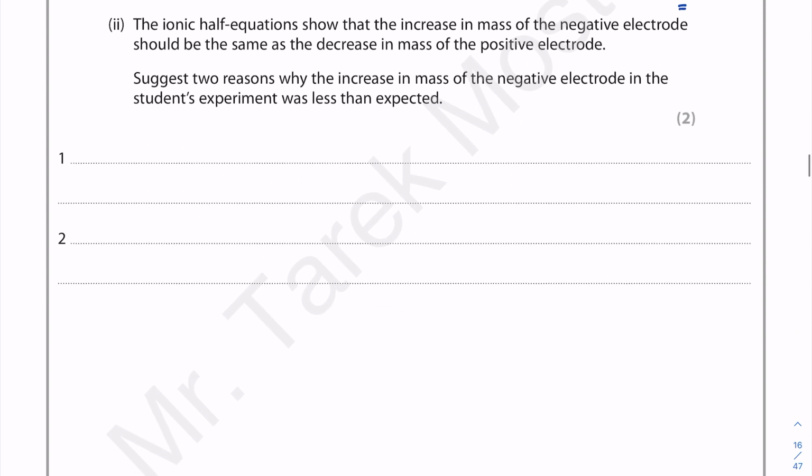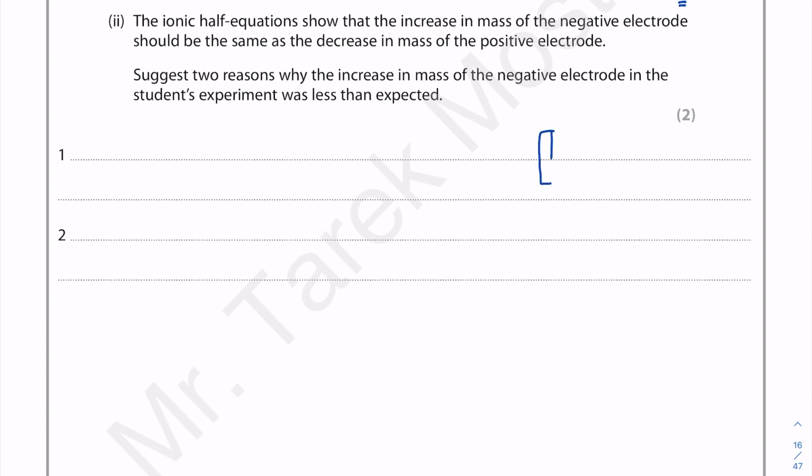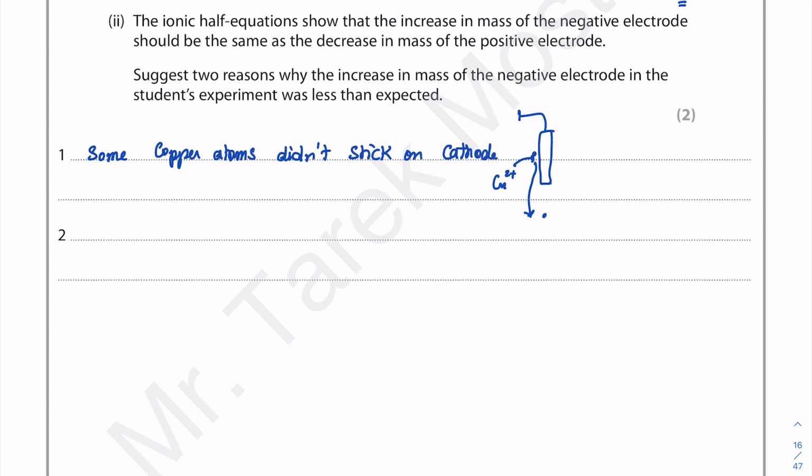طيب احتمال من الاحتمالين، يا إما في حبة copper ions اتحولوا الcopper atoms على الكاثود بس ما عملوش sticking على الكاثود وقعوا تحت الكاثود. يبقى هنا نقولها some copper atoms didn't stick. Some copper atoms didn't stick on cathode اللي هو النيجاتيف الكترود. الحل التاني ان يكون في some copper atoms were removed during washing أو drying electrodes.